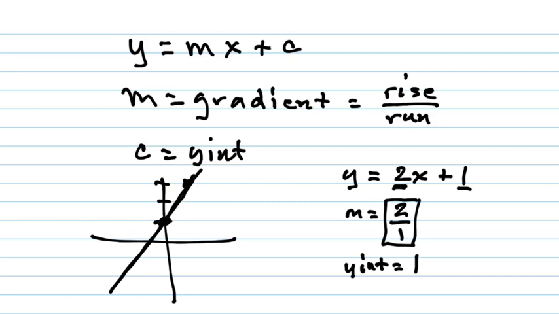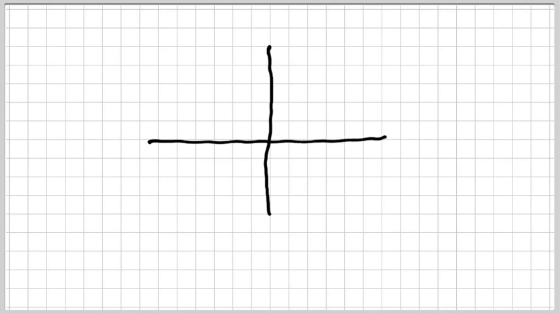Now, the gradient was 2, right? Yes, the gradient was 2. The last exercise, what we did was simply do the opposite. In other words, you started with the graph, and we wanted you to find the equation. In order to do that, I need to know the gradient and I need to know the y-intercept. And those are easy to get from the graph.